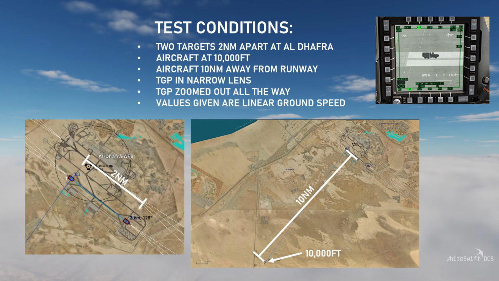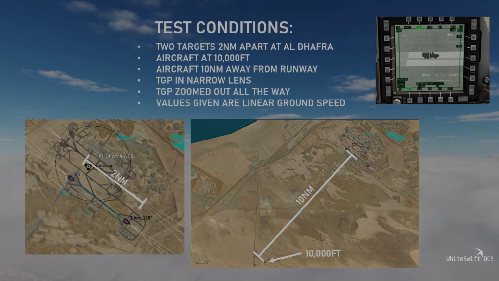In order to demonstrate the effect of the different slew rates, I set up a basic test with the following parameters. The targeting pod is set to narrow lens, with a zoom all the way out. On the ground at Al Dhafra are two trucks spaced 2 nautical miles apart. The aircraft is at 10,000 feet, 10 nautical miles from the targets. I then recorded the time taken for the targeting pod to travel between the targets.